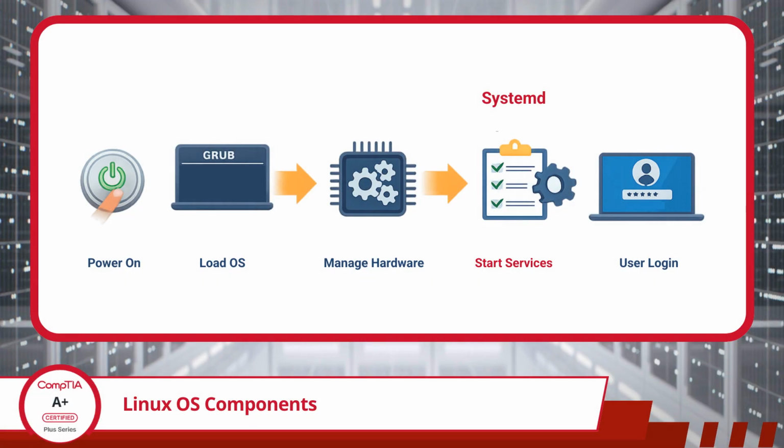After the kernel has initialized the system, the next component to take over is systemd. Systemd is a system and service manager that initializes the system after the kernel loads and manages system processes and services. It acts as the first process in user space and is responsible for starting everything the system needs to function. Once the kernel has finished its initial work, systemd begins starting essential services such as networking, logging, and user sessions. It ensures that services start in the correct order, especially when certain services depend on others. For example, a network service must be running before a web service can function properly.